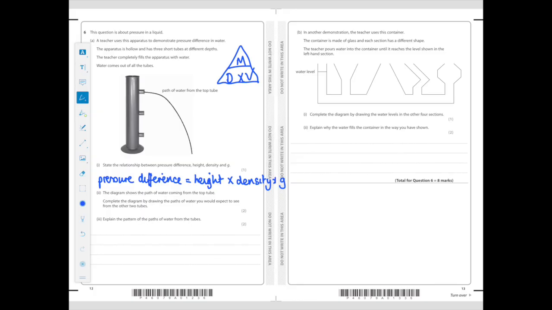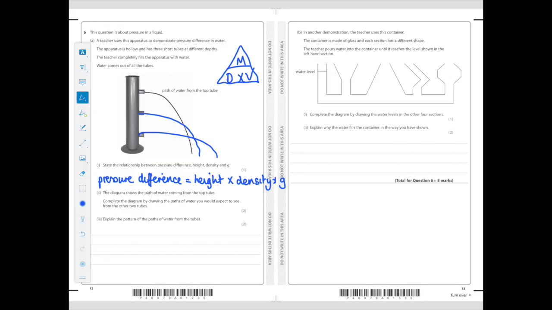Now I already told you that the lower down you go in water, so the further under the ocean, the greater the pressure that is experienced. The same is the case here. That means that the path of water coming out of the lowest pipe will have travelled the furthest due to that increased pressure. So we're looking at something like this. And then for the middle tube, you're looking for an intermediate path. So like that.